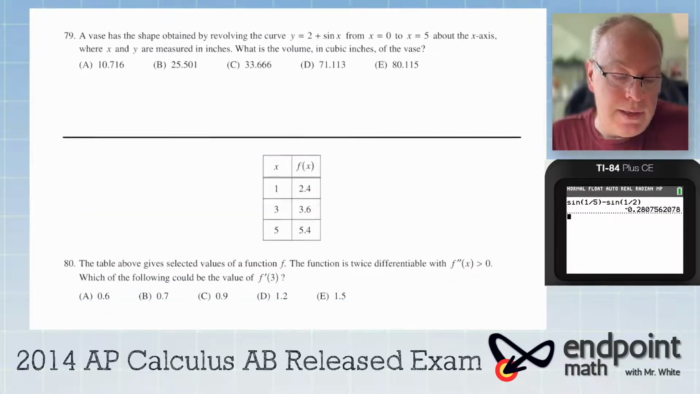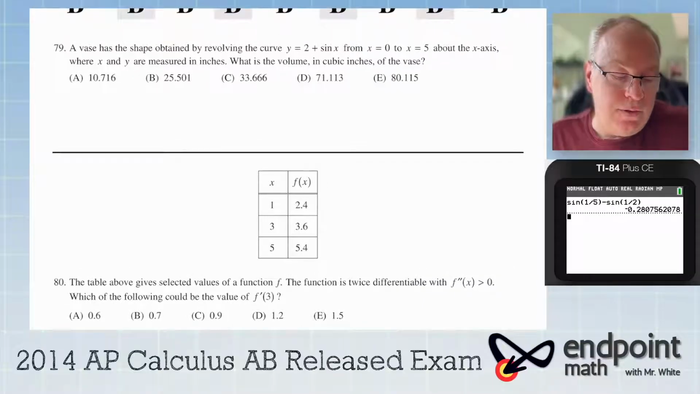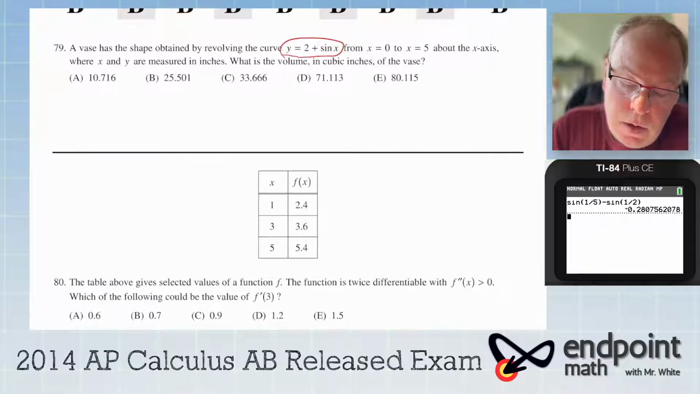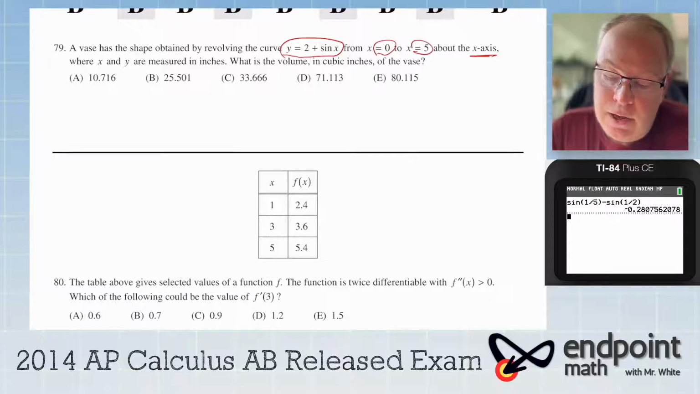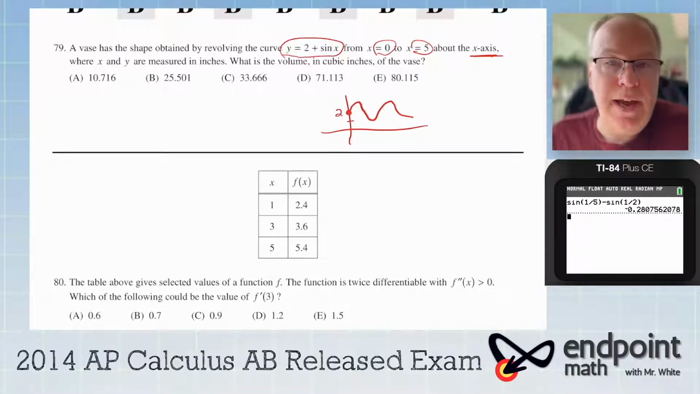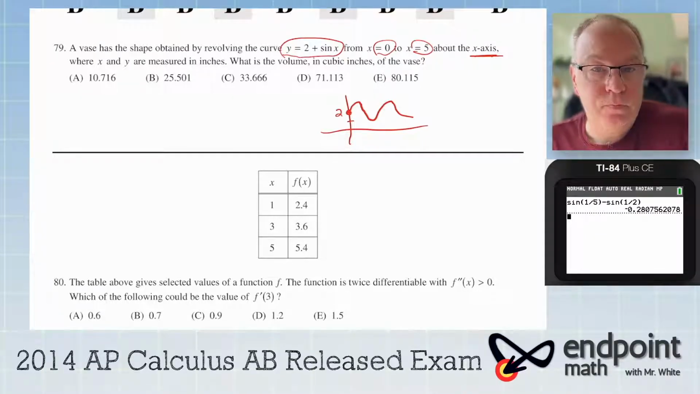No calculator on that one either. A vase has a shape where it is a function revolving around something. So here's the curve from 0 to 5, and it's revolving around the x-axis. Now, the sine curve, of course, looks like this, right? Because I had to shift it up by 2.